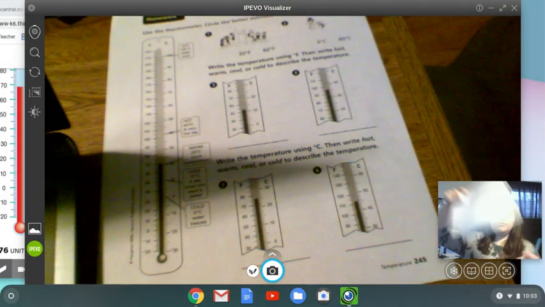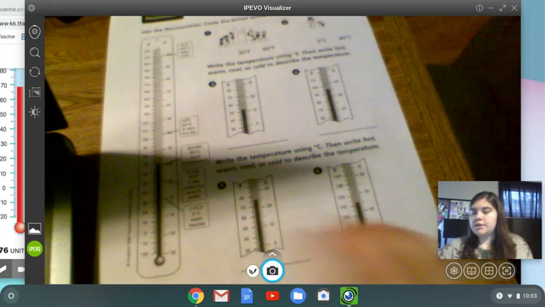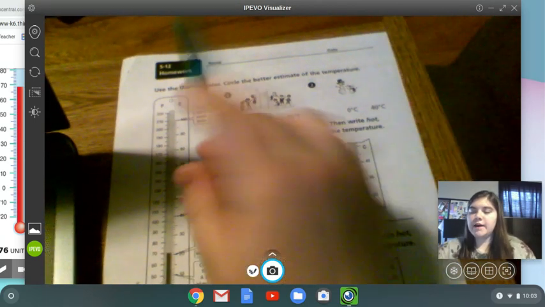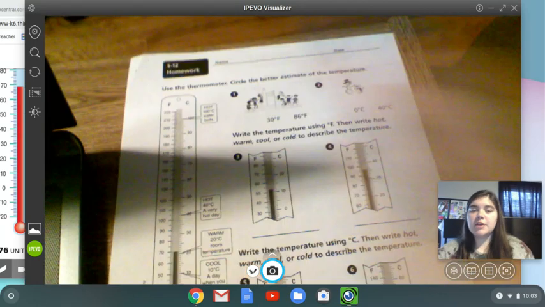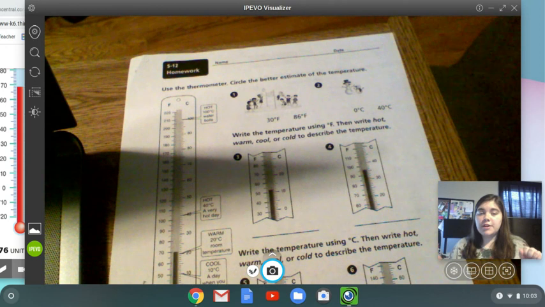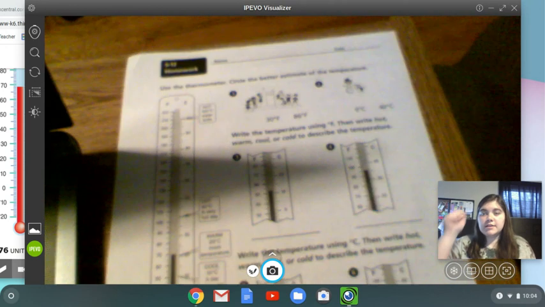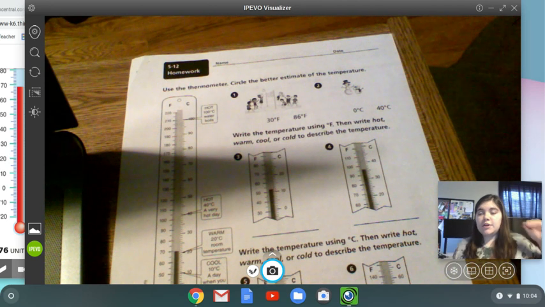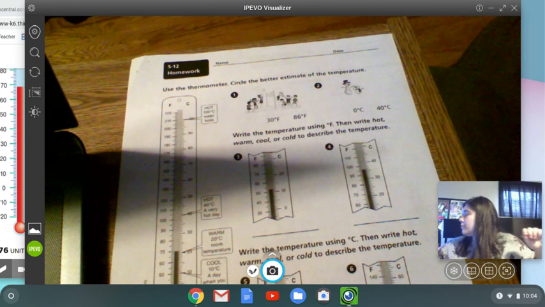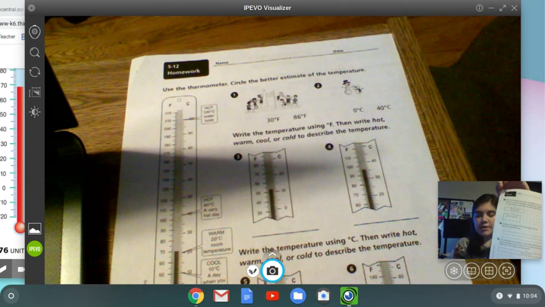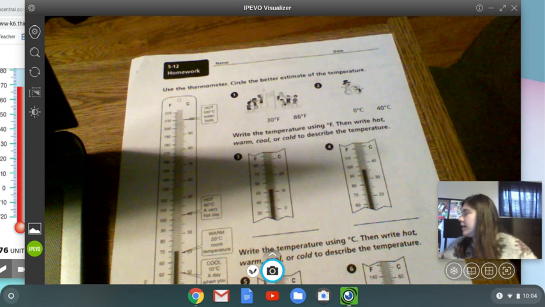But for your homework, this is a mixed up review on homework page 5-12. Remember that you have a couple different packets for math. You have one that says for unit 6, which we're not going to use yet. You have another packet for reteach that looks like this, that has reteach and challenge problems.